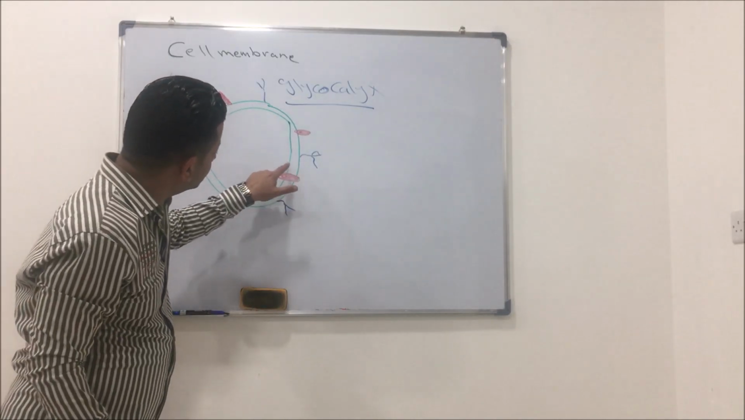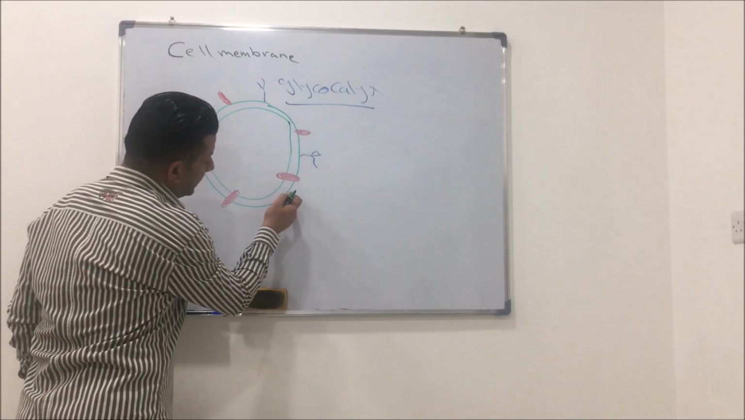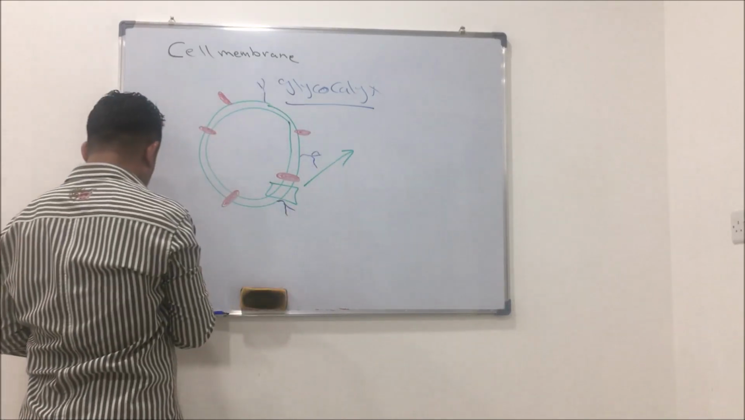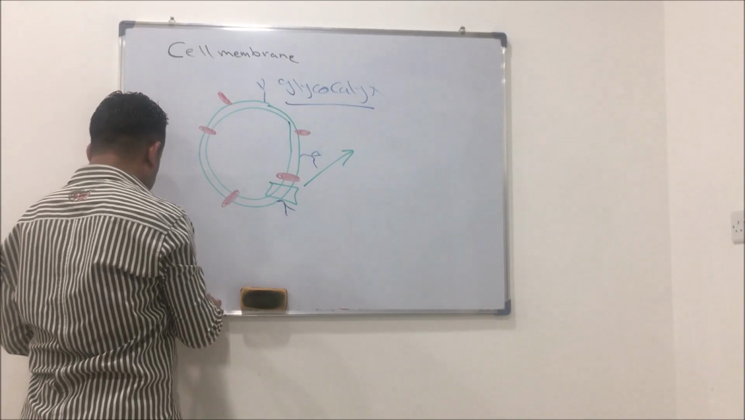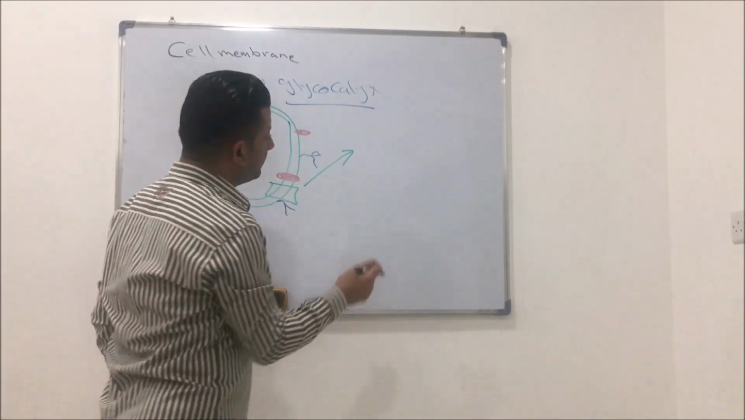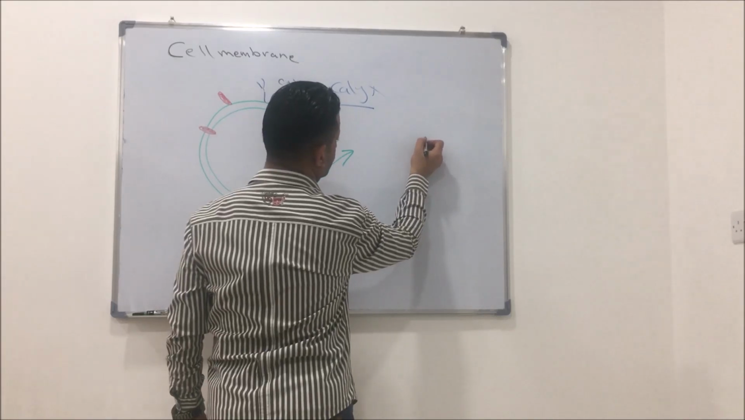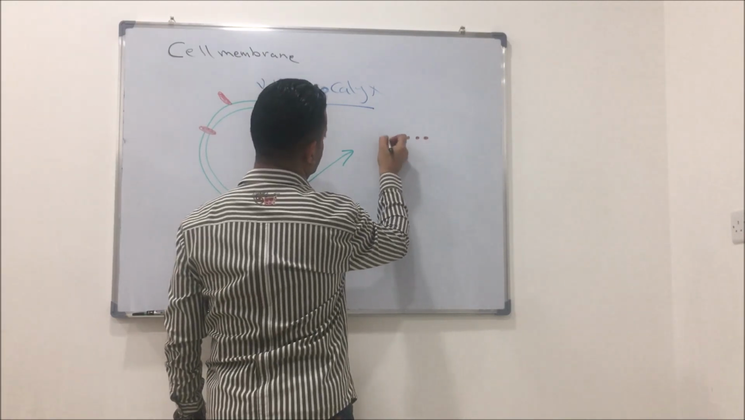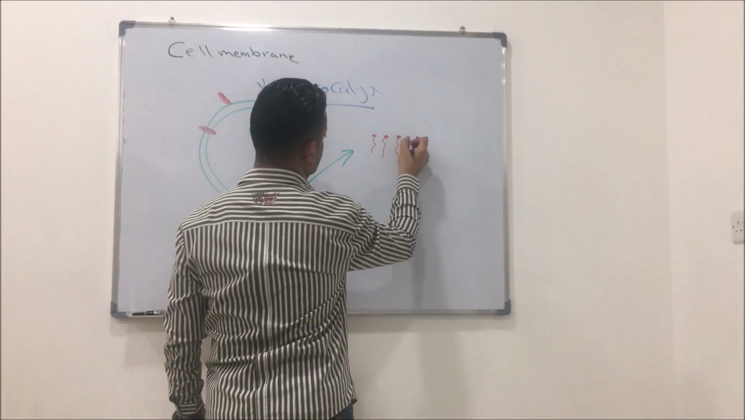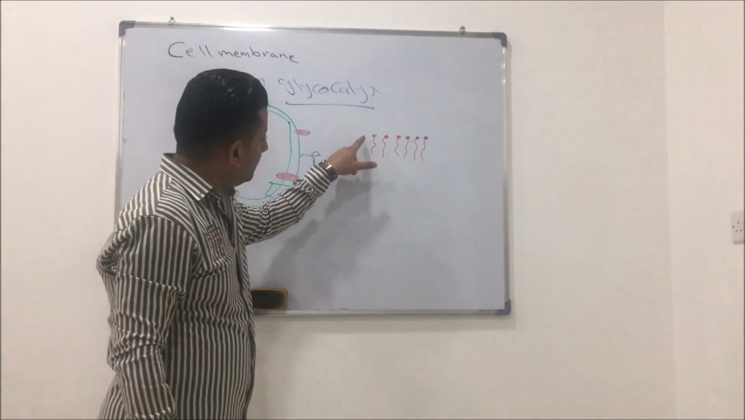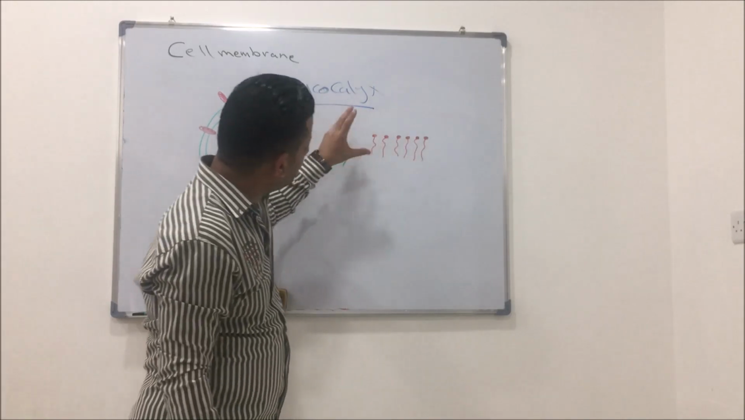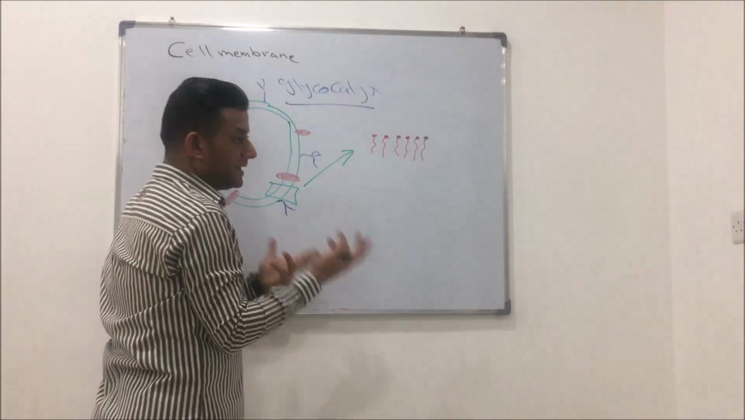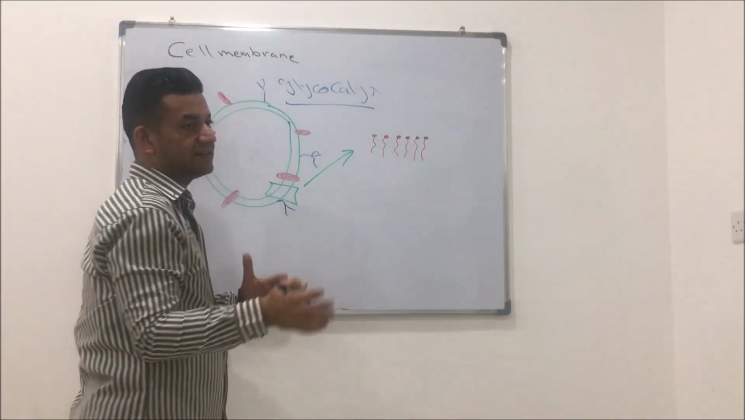So what about these two layers of phospholipids? In fact, let's magnify this part. So we are going to see that each one of these two layers consists of phospholipids. The phospholipids will be arranged in this way. Why is that? Let's suppose that these spots are the phosphate end of the phospholipid, and these tails are the fatty acids.